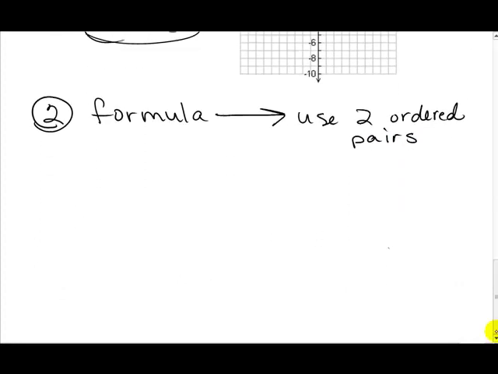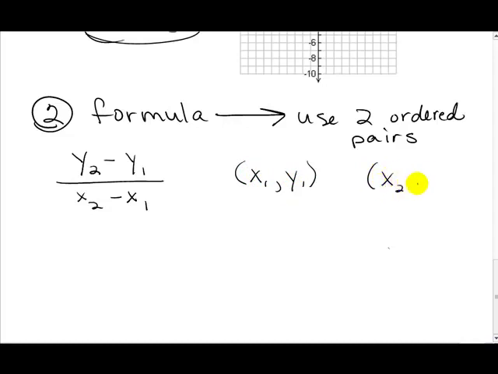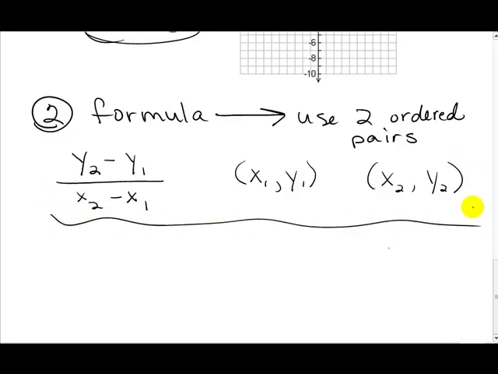And so let's go ahead and look at the formula. It's y2, and it's a subscript, not a square, minus y1 over x2 minus x1. And this is, remember, with ordered pairs. And so we have x1, y1, and then in our second ordered pair it'd be x2, y2. And so it'll help you if you'll label your ordered pairs.